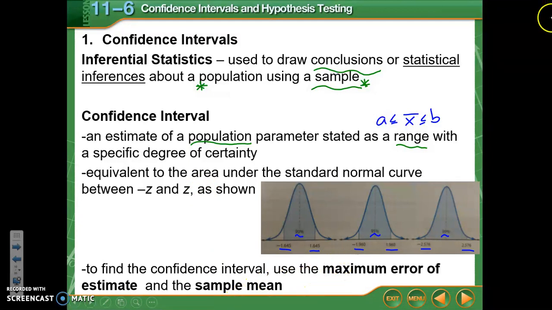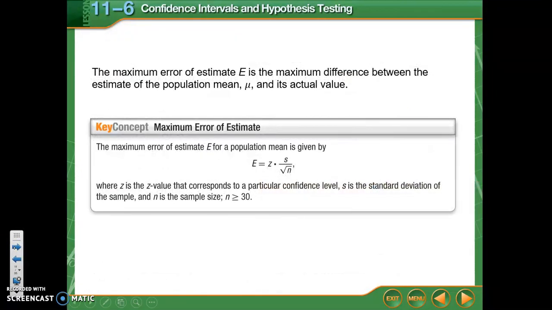To find the confidence interval, we use the sample mean, which we already talked about, and we use something called the maximum error of estimate. The maximum error of estimate is the maximum difference, or the biggest difference, between the estimate of the population mean and its actual value. So we get an estimate of our mean, we get our sample mean, and we have our actual population mean. The maximum error of estimate tells me what the biggest difference is between the real population mean and my estimate that I got from my sample.